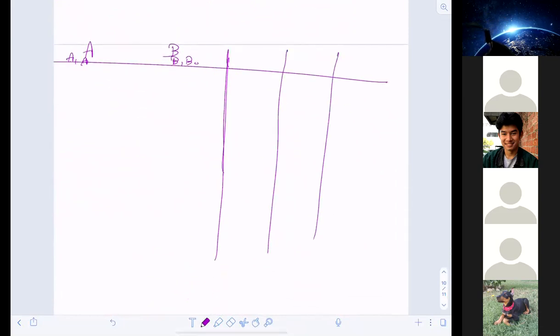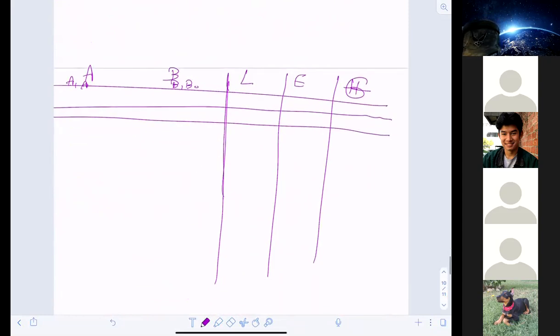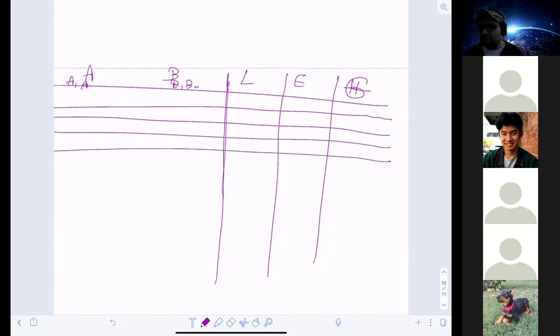Then I have here the outputs: less, equal, greater. Then, how many states will this table cover? 16. Are you sure about it? Yes, because A and B are each 2 bits, so the total inputs are 4 bits, which means 2 to the power 4 is 16.